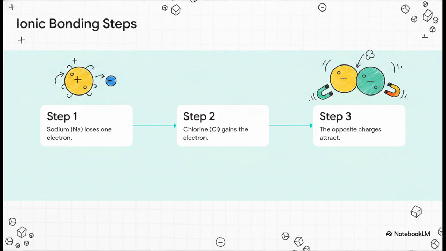Step 2. Along comes a chlorine atom, which is desperately looking for an extra electron to become stable, and it eagerly snatches it up. Now the sodium is a positive cation and the chlorine is a negative anion, which brings us to step 3. Just like invisible magnets, those opposite charges immediately and powerfully pull them together.